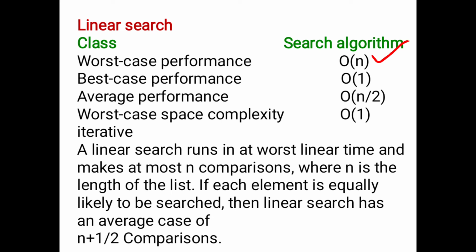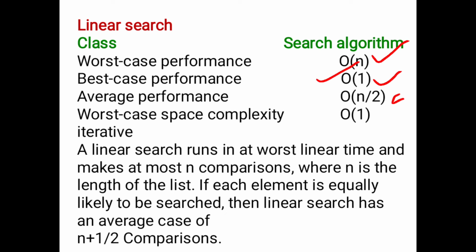Then best case is big O of 1. That means if you find the element at the first position of the array, that is the best case, and it takes very little time to search that element. So the complexity is big O of 1. Average performance is big O of n by 2. Okay, so that may vary.